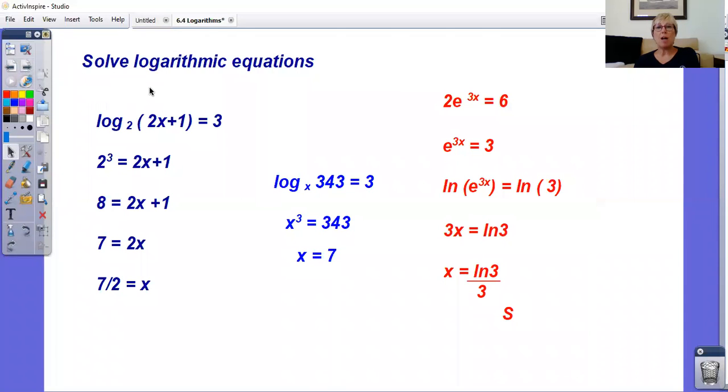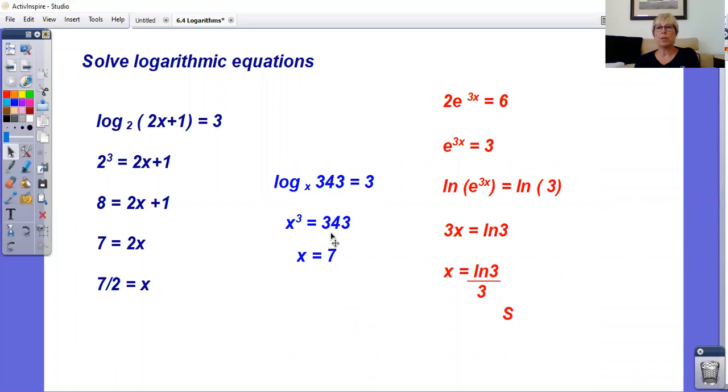So you'll have to solve logarithmic equations. Don't solve it in log form. Always take it to exponential form. Base to the exponent equals the argument. And then you can work it out. 2 cubed is 8. Subtract 1 from both sides and divide by 2. For this equation, base to the exponent equals the argument. And then you can see x is 7.